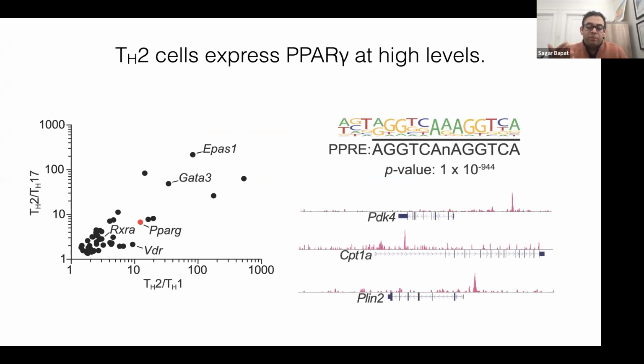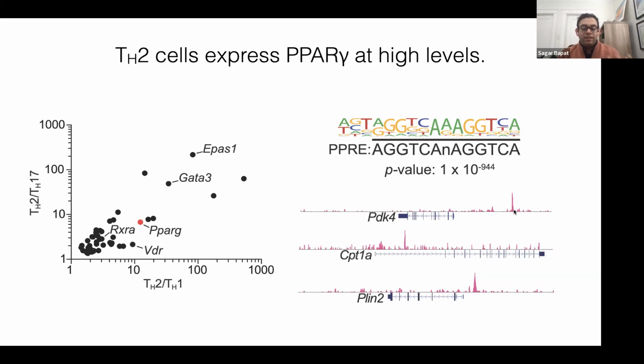We were curious what the direct targets of PPAR gamma were in vitro in Th2 cells. And this is simply to show that we got very high quality ChIP-seq data. We were able to pull down the motif, the PPAR response element, which is the classic motif where PPAR gamma binds on the genome, and several target genes that showed very clean, nice peaks for PPAR gamma binding.